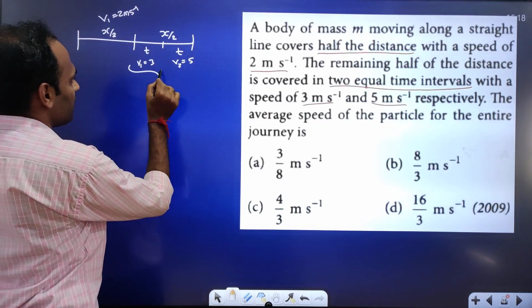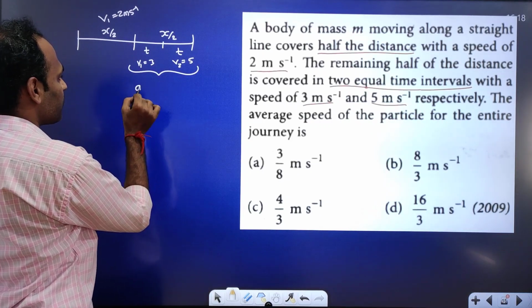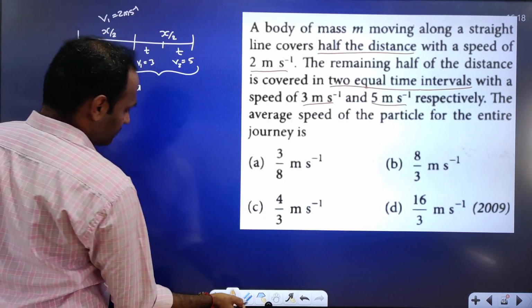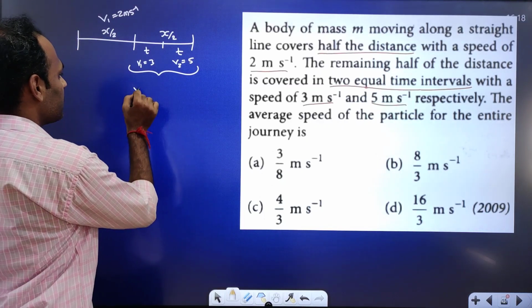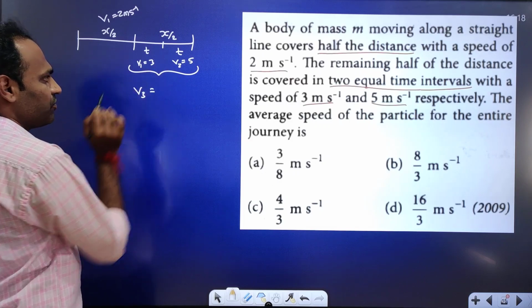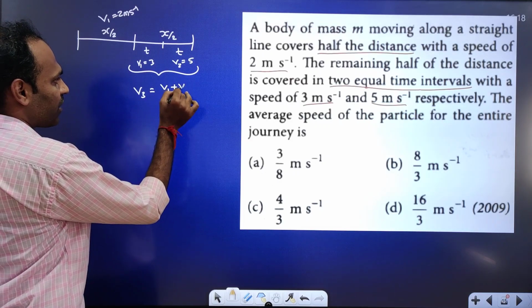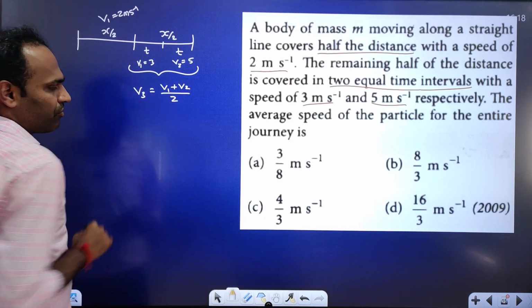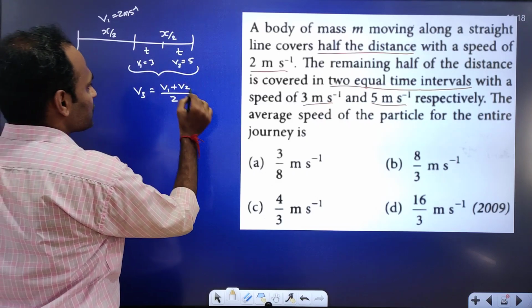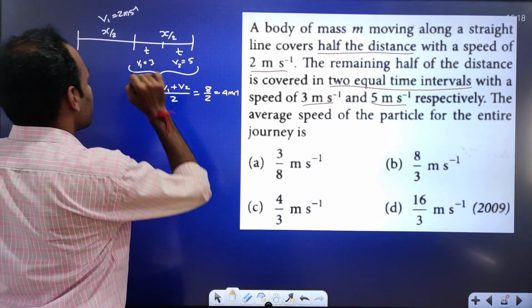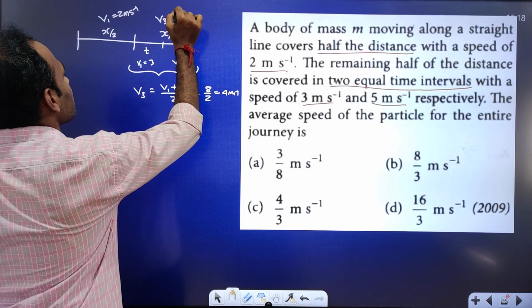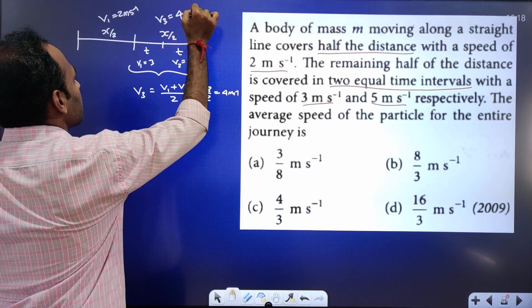So first, for this, I will calculate the average speed. Let us call it v3. This average speed, the average speed of this part, we call v3. If the time interval is equal, the formula will be (v1 plus v2) by 2. So 3 plus 5 is 8 by 2, which is how much? 4 meter per second. So for the second half, the speed is 4 meter per second.